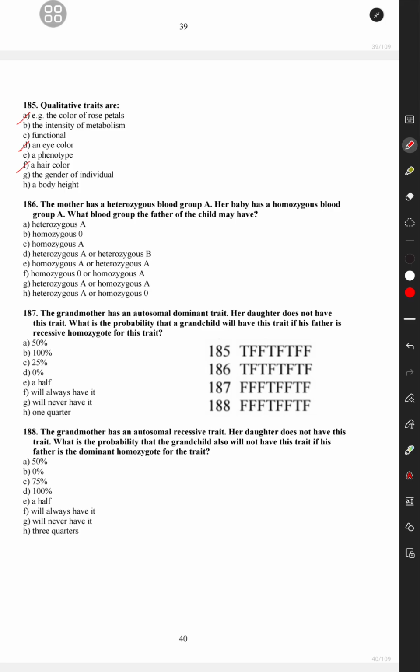Qualitative traits are color of rose petals, intensity of metabolism, functional, eye color, hair color. Gender तो बिल्कुल ही binary है. Body height, quantity है. Quantity, gender is binary, तो ये दोनों नहीं है. Phenotype binary, functional, quantity, intensity, quantity. Color of rose petals, कुछ options हैं. Eye color, कुछ options हैं. Hair color, कुछ options. तीनों colors हैं. Colors are qualities.